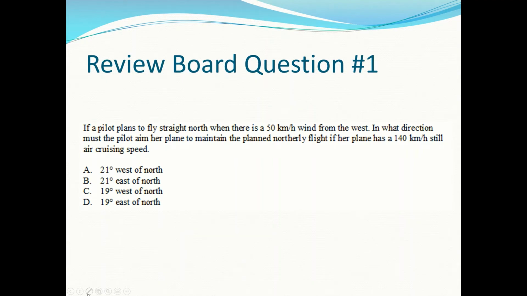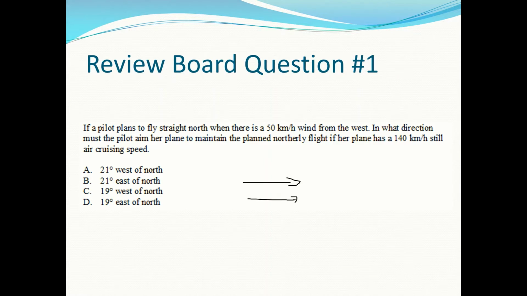Okay, let's start off with a couple of practice board questions. If a pilot plans to fly straight north when there's a 50-kilometer-an-hour wind from the west, in what direction must the pilot aim her plane to maintain the planned northerly flight if her plane has 140 kilometers an hour in still air? Okay, so there's a 50-kilometer-an-hour wind from the west.